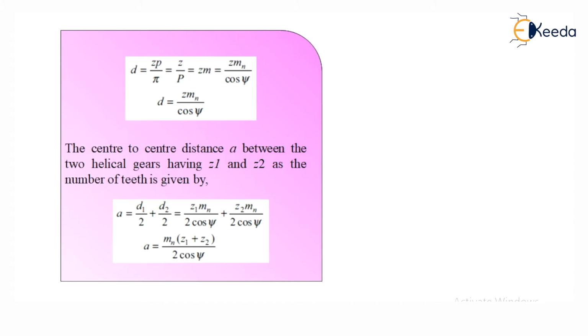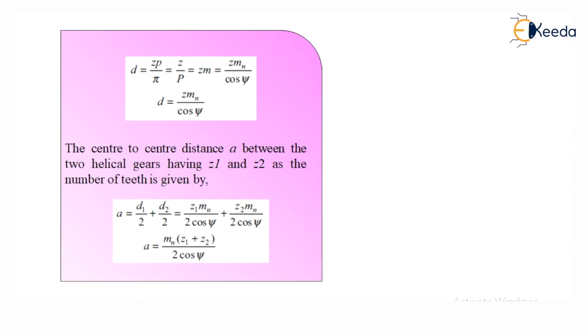The pitch circle diameter d of the helical gear is given by d is equal to zp upon pi, which is equal to z upon p, that can be written as z into m, which also can be written as z into mn upon cos psi. Therefore, I can write down d as z mn divided by cos psi.